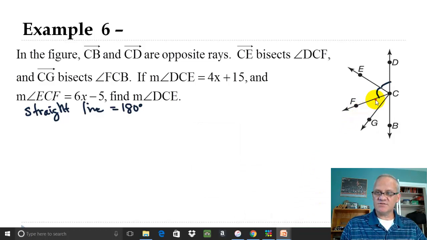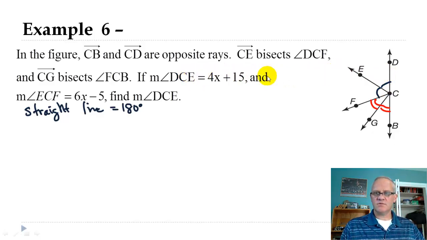And so that means these two angles are equal. Now I didn't have to change color there because I have the two marks, but I just wanted to make it a little more obvious. But those two angles are equal, but they're not necessarily equal to these ones over here. Now what do we know? DCE, so that's this one, DCE is 4x plus 15, and ECF is 6x minus 5.